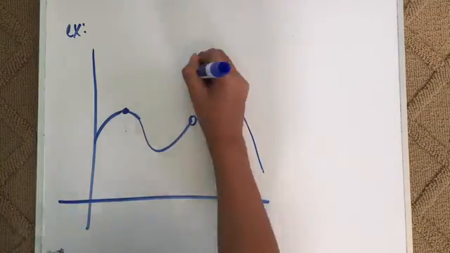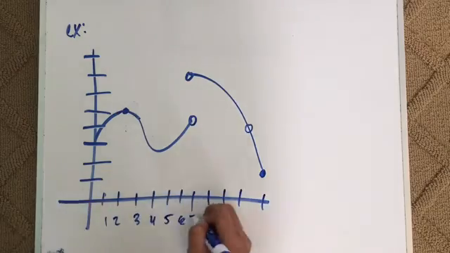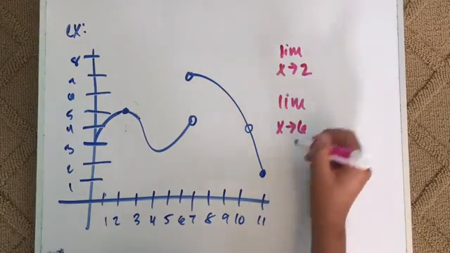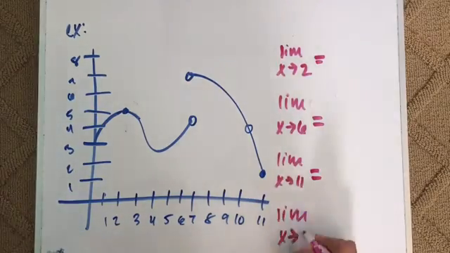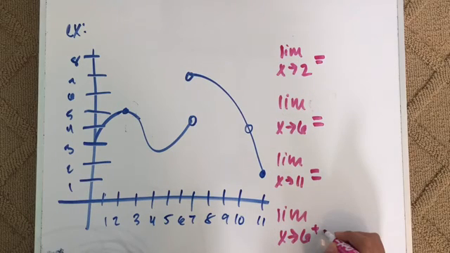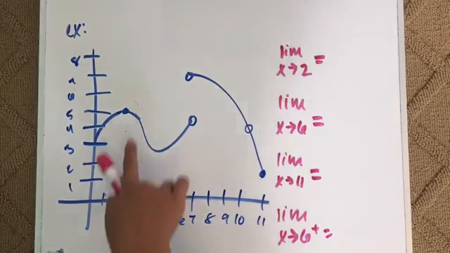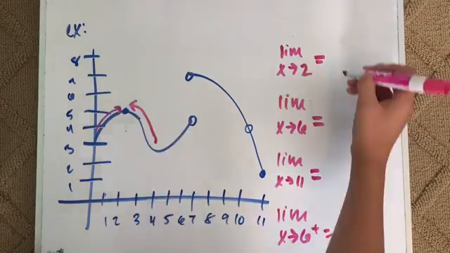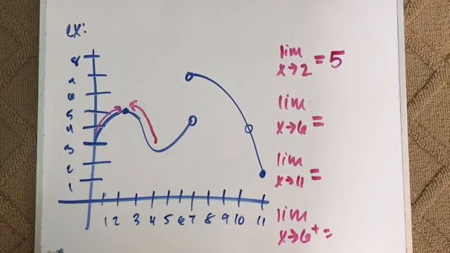So let's try some examples by looking at a graph. Here we have limit as x approaches 2, x approaches 6, and x approaches 11 from the left, but I forgot my negative sign, and x approaches 6 from the right. So, the first one, my arrows indicate that they both meet from the left and the right at 5. So, limit as x approaches 2 equals 5.